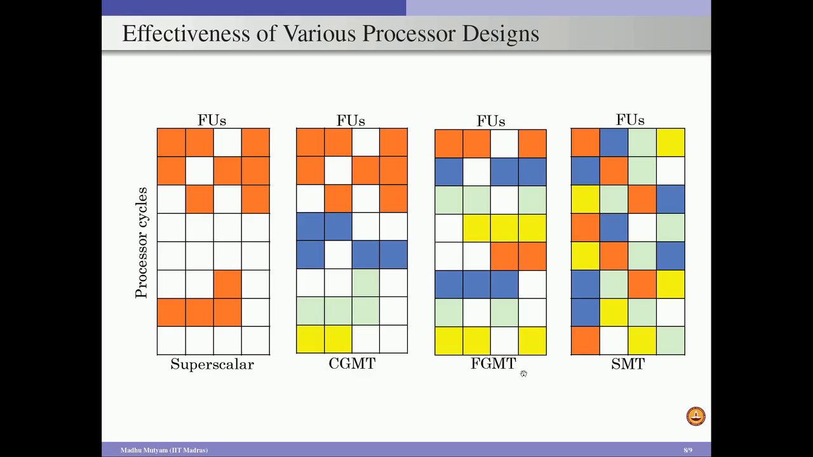In order to further improve the resource utilization, we can go for simultaneous multithreading, where in each cycle multiple threads are active and they issue instructions from the corresponding threads onto the functional units. As a result, we can minimize the resource wastage, so that we can improve the overall performance. So, as we move from the superscalar all the way up to simultaneous multithreading, we improve the resource utilization, which in turn improves the overall throughput and the performance of the system.